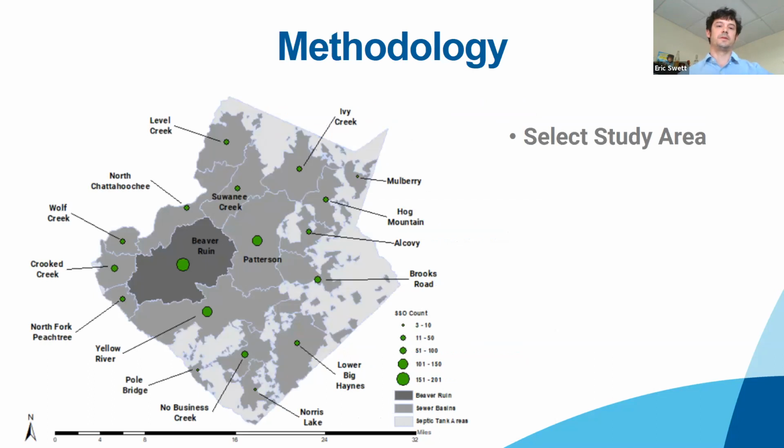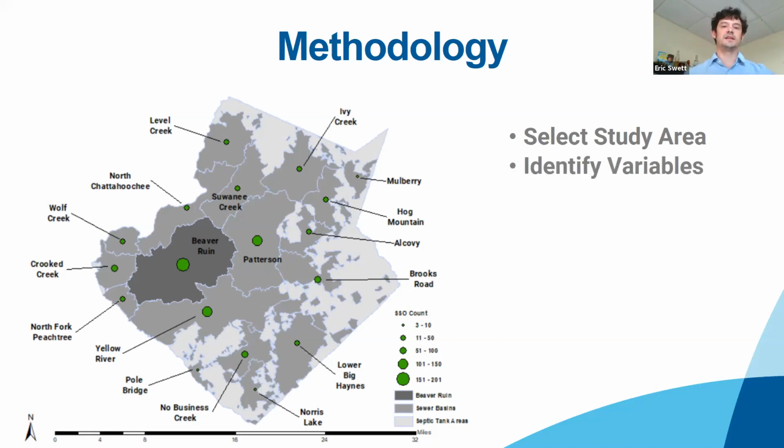The first step was to pick the study area. As the title says, I'm looking at the Beaver Ruin Basin. It had the most overflows. And just to clarify, these are not annual numbers. This is reviewing approximately 7 years of sewer data. So fortunately, we don't have overflows occurring like this every year, but this is a 7-year time window. So I selected this area. It had approximately 200 overflow events in that 7-year window.